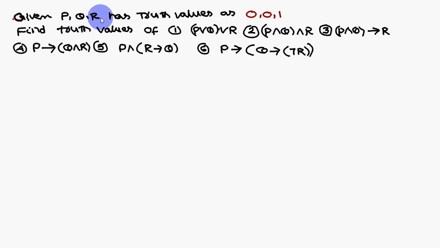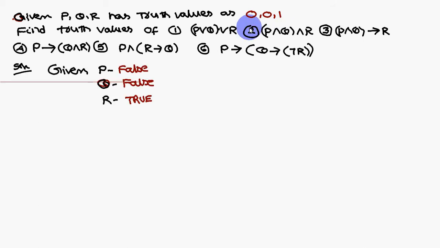Given P, Q, R have the truth values 0 0 1. So instead of giving true and false, he has given them in terms of the numbers 0 0 1. 0 stands for false, 1 stands for true. That means P is false, Q is also false, R is true. In the first question, we have to find out P or Q or R.